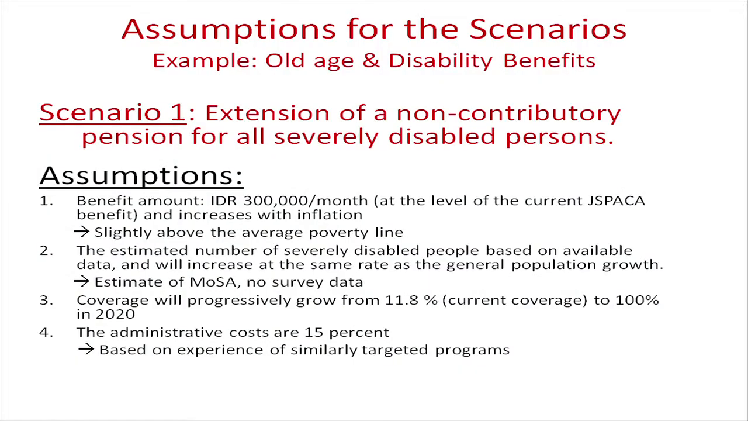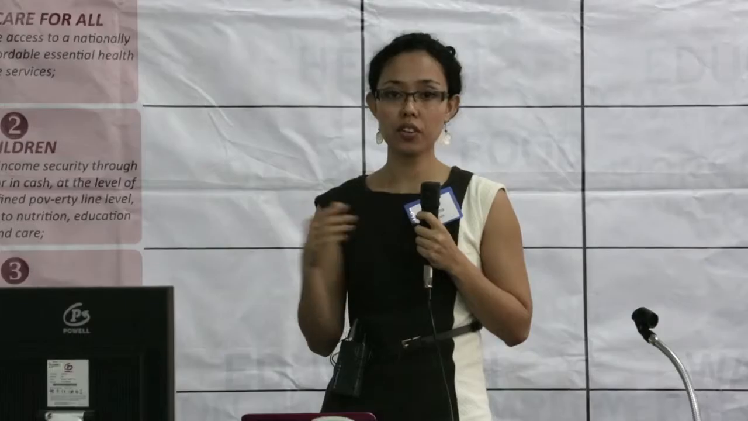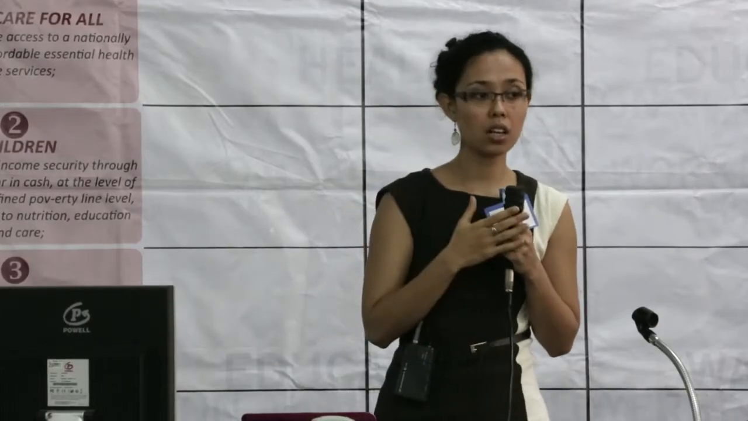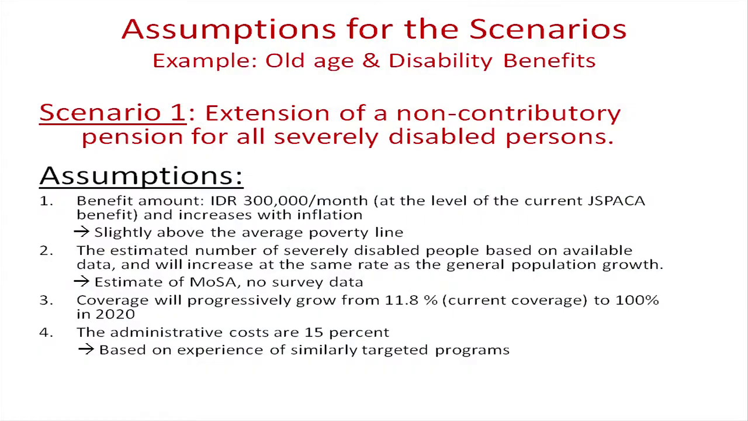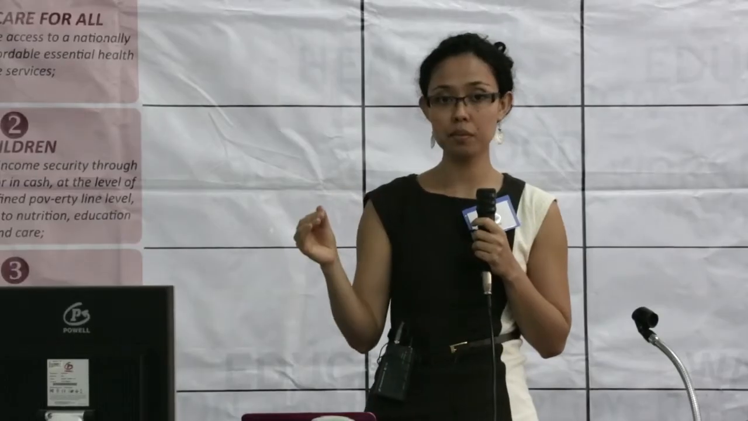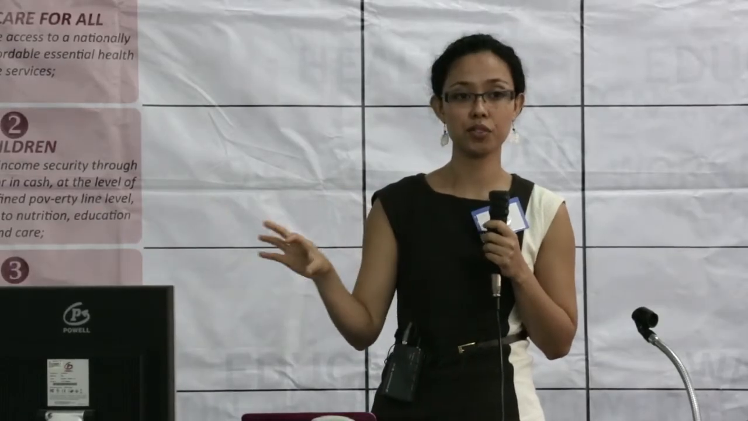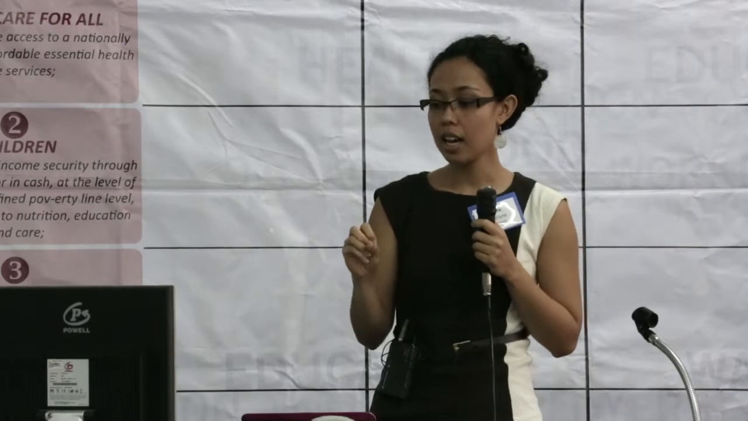Scenario number 1, for instance, extension of non-contributory pension for all severely disabled people. There are assumptions that we can already make based on existing program, existing data. For instance, the benefit amount of 300,000 per month, which is at the current level of the current program. JS Pacha is the name of the program currently running, and it increases with inflation.